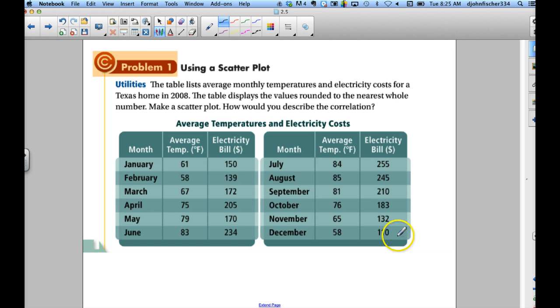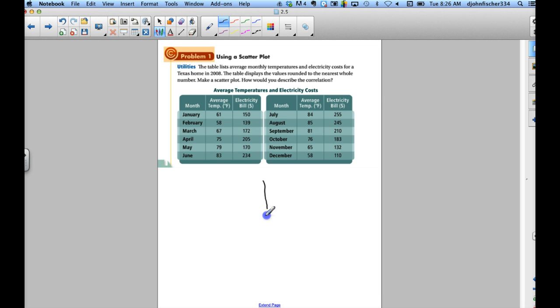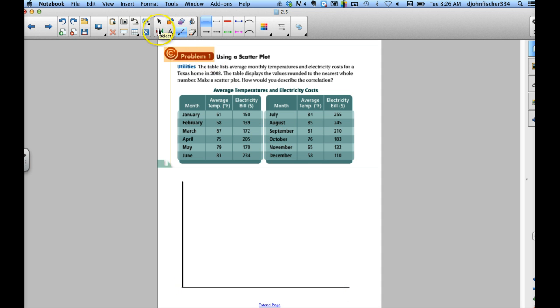Now let's look at a problem here. I'm going to extend this down a little bit. Use the table of average temperature and electricity costs for a Texas home in 2008. The table displays the values rounded to the nearest whole number. Make a scatter plot. How would you describe the correlation? So I'm going to make it out a little bit further here, and I'm not very good at making lines on here. Actually, I'm going to go back and redraw that. Okay, let me see if I can get a straight line here. Right there. We're going to go that way. Okay, here's my scatter plot.